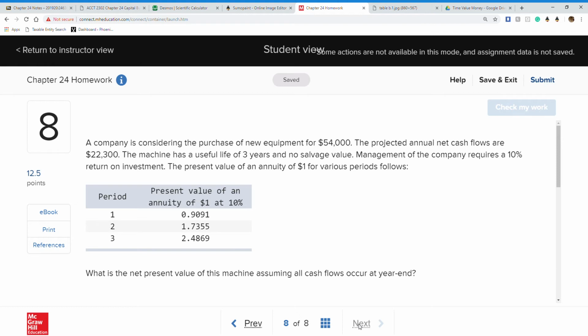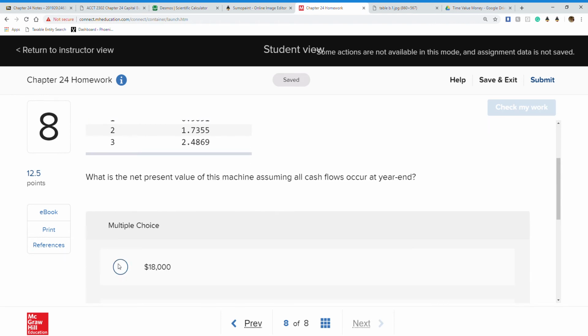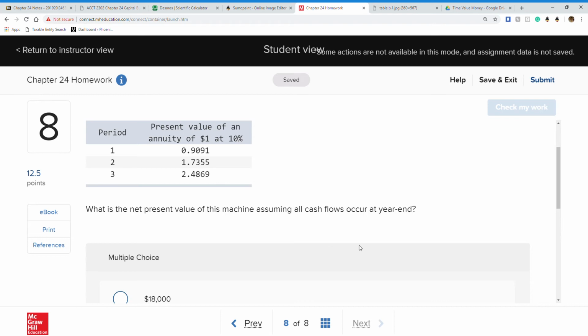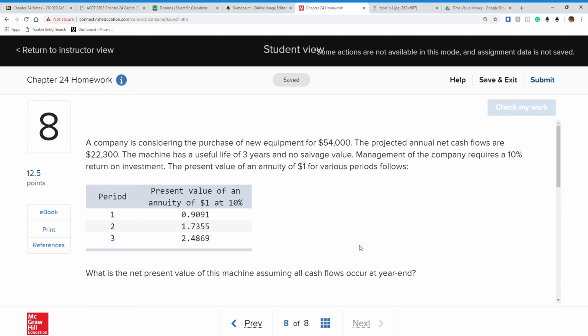Okay. So a company is now considering the purchase of new equipment for $54,000. Projected annual net cash flows are $22,300. Again, it has 3 years, and management only requires a 10% return. And here is our rate again. What is the net present value of the machine? Again, same thing we're going to do. Same thing we've done in the last few questions.